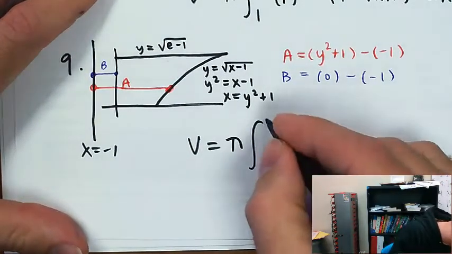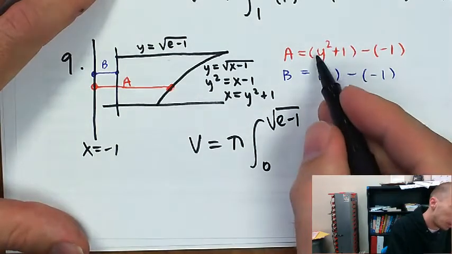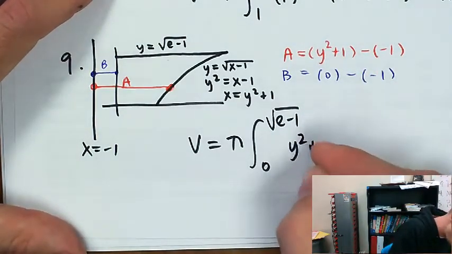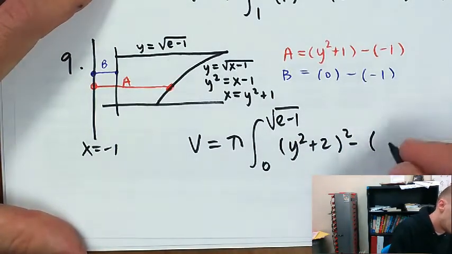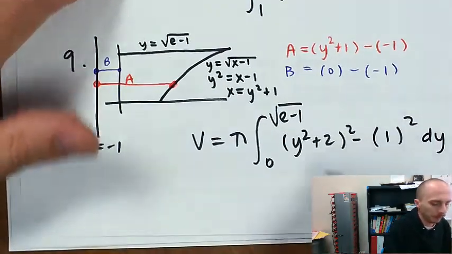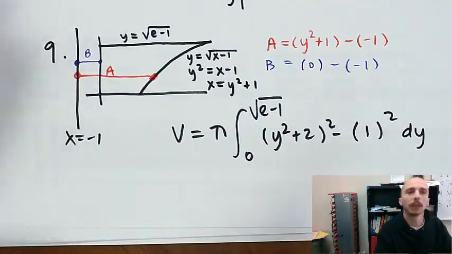Okay, and then large radius squared would be y squared plus 2 squared minus, well, that's going to be 1 squared. Okay, this one, yeah, mostly because of that, I wouldn't see that one being one you'd be asked to do by hand.